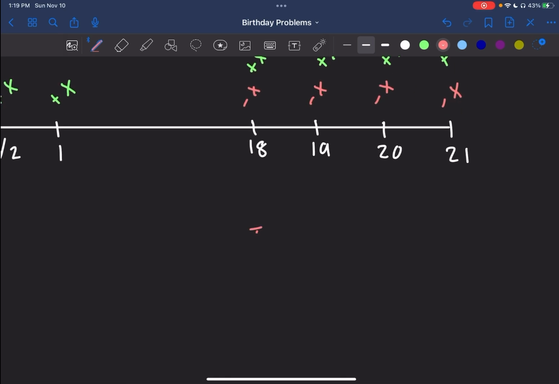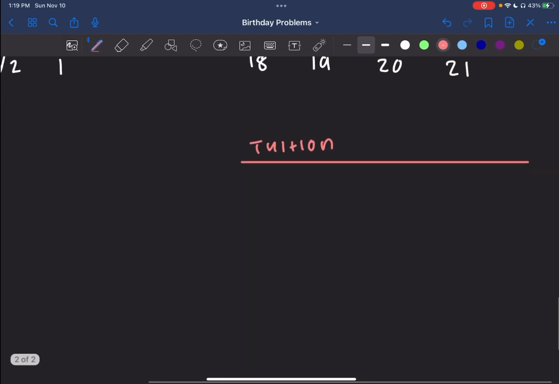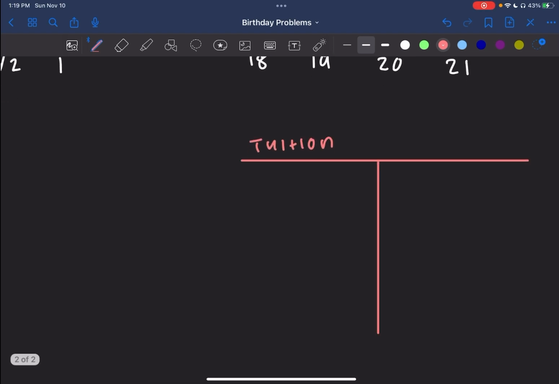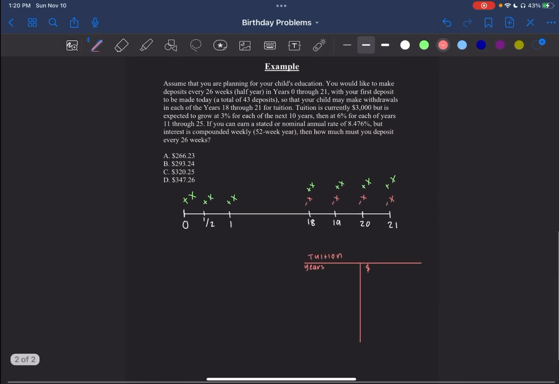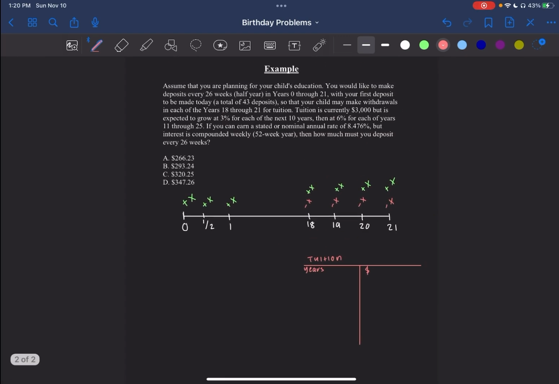So in the corner, I'm going to create a little chart to just keep it organized. Over here, I'm going to do years, and over here, I'm going to do money. So in year 0, we know that tuition costs $3,000, but it's going to grow at 3% for each of the next 10 years and 6% for years 11 through 25. We need to find it at 18, 19, 20, and 21.